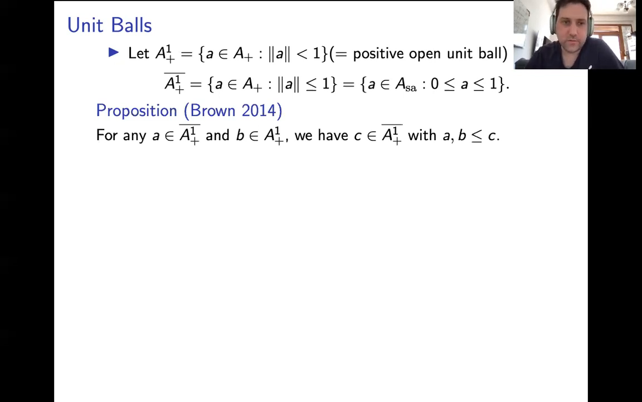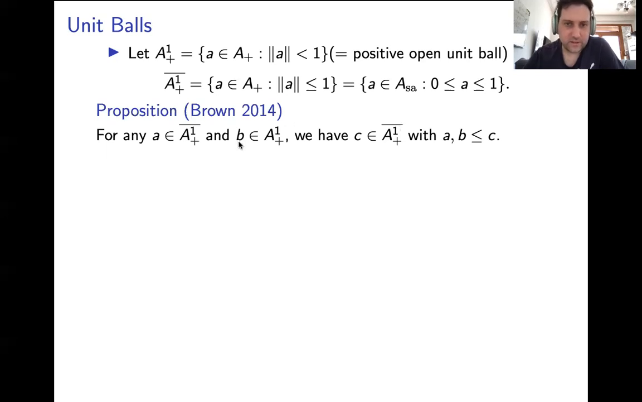In fact, we can prove something a bit stronger using a surprisingly recent result of Lawrence G. Brown. Even though C-star algebra theory has been around since the 1940s, there are still interesting foundational results being proved now. So, this is one of them. What this says is that if you have one element in the closed unit ball and another in the open positive unit ball, then we can find yet another one which dominates them, which again lies within the closed positive unit ball.